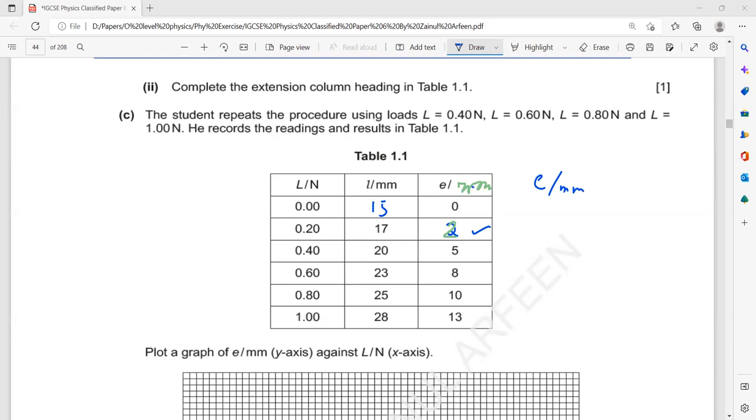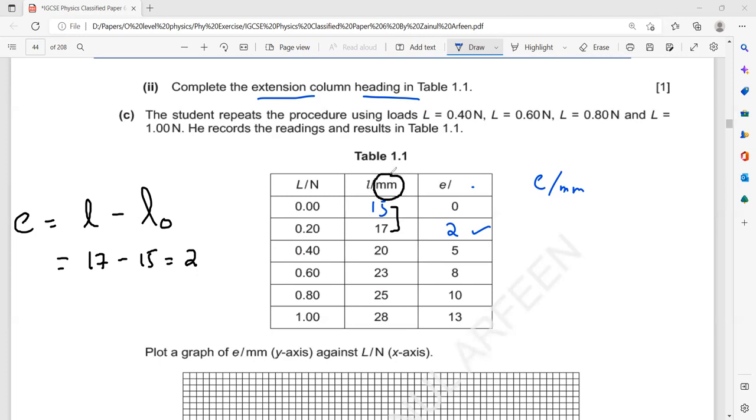Whenever a question says complete the extension column heading, what is the meaning of a column heading? Column heading means unit. Because you're calculating an extension, how is extension calculated? Extension is the new length minus the original length. So the new length is 17 and the original length was 15. So 17 minus 15, that's equal to 2. But what about the unit? Because the length was in millimeter, the extension should also be in millimeter. So that's why we write just the unit as millimeter. If length was in centimeter, extension will be in centimeters as well.